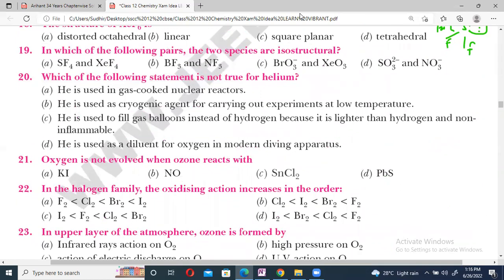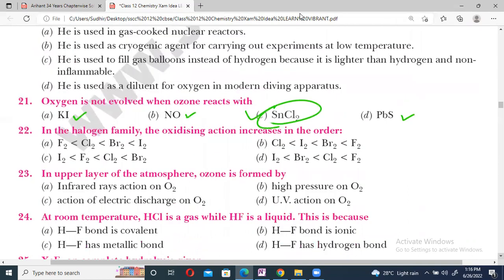In 21, actually oxygen is not evolved when ozone reacts with... Yeah, beta. Ozone reacts with KI, O2 it gives. Ozone with NO, O2 gives. Even ozone with PbS, O2 gives. So answer is SnCl2. Oxygen is not evolved when ozone reacts with SnCl2.